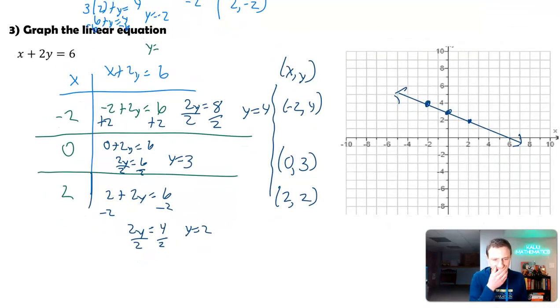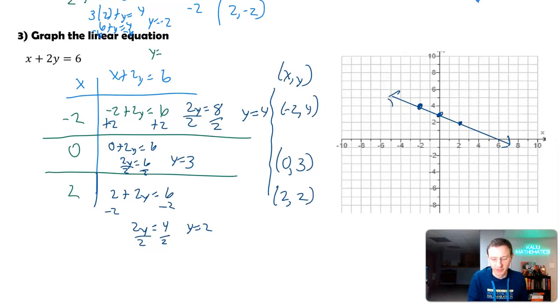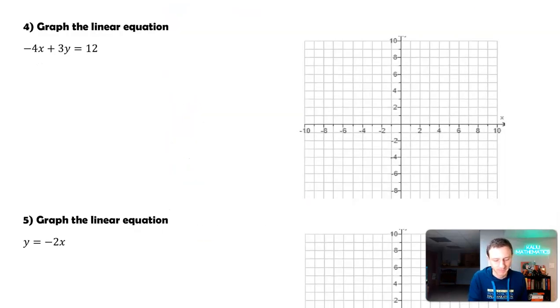So the challenge with this one is just seeing that pattern of, well, I want to try to keep that number even because I have to divide by 2. So it's something to look ahead at. And you could always just solve for y in your equations and then you don't have to worry about it. Let's move on though.